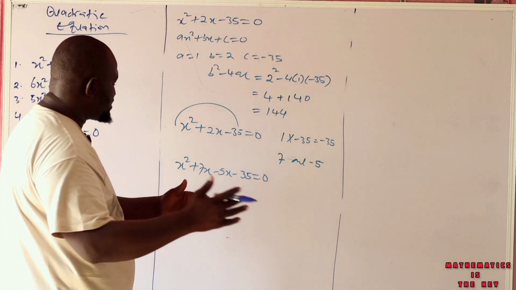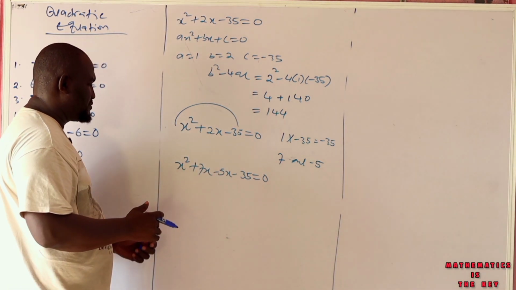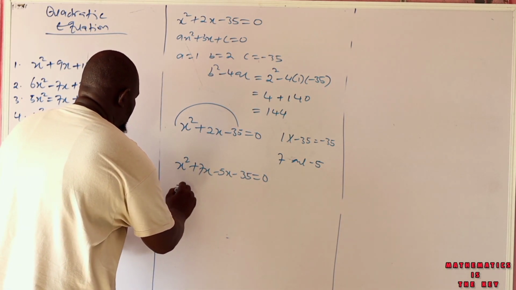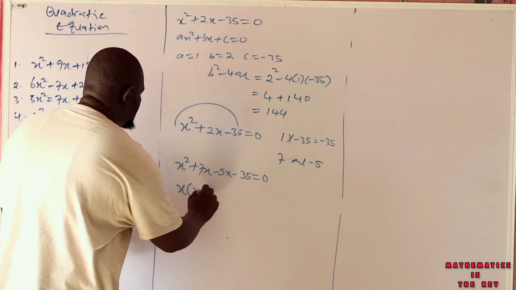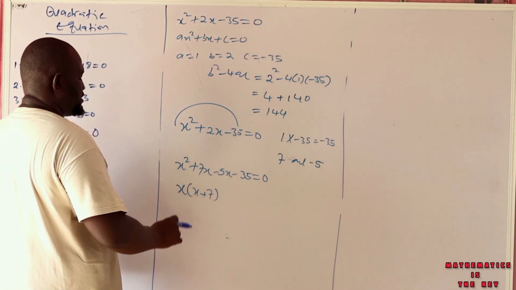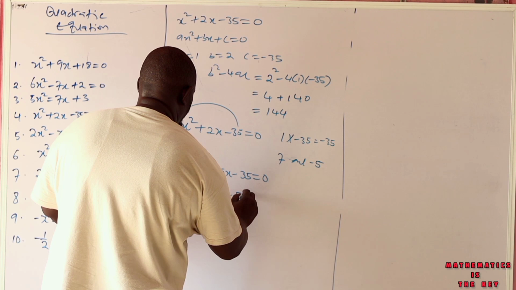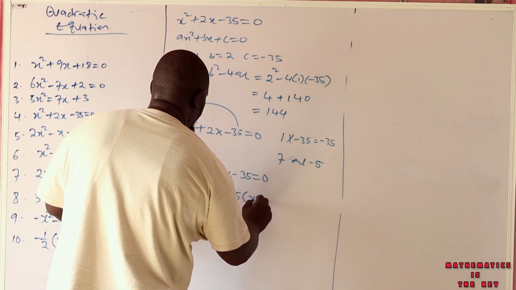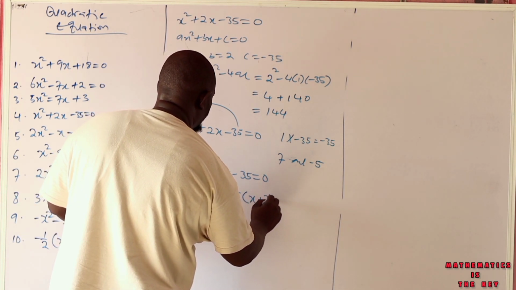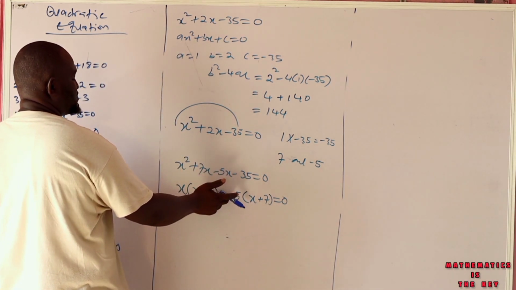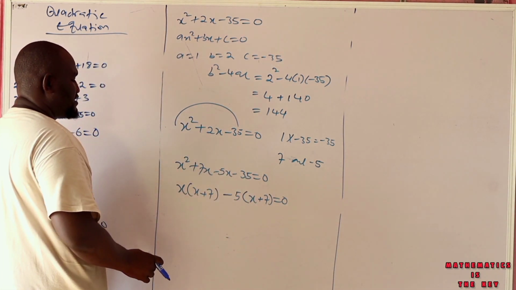We make it four terms so that we can easily factorize in two groups. In the first part, x is common. Bring out x, we have x plus 7. On the second part, minus 5 is common. Factorize it out, we have x plus 7. Minus 5 times x is minus 5x, and minus 5 times 7 is minus 35.